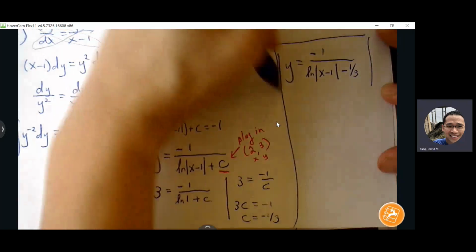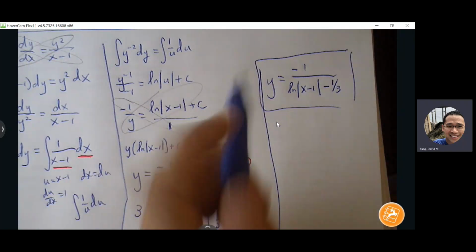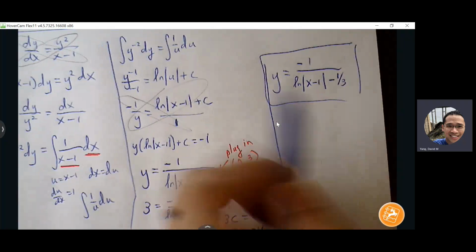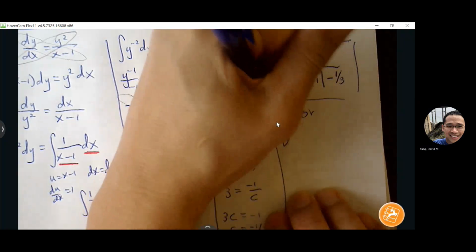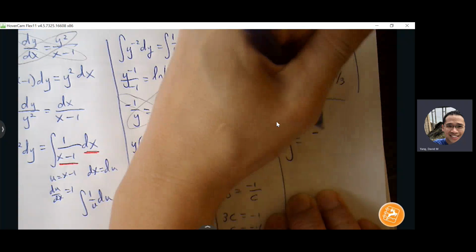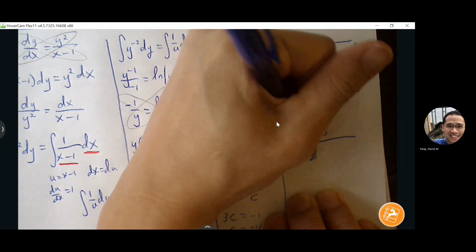So this is acceptable. What you could also do is multiply the top and bottom by 3 to get rid of that fraction. Makes it a little bit cleaner, but either would be acceptable.